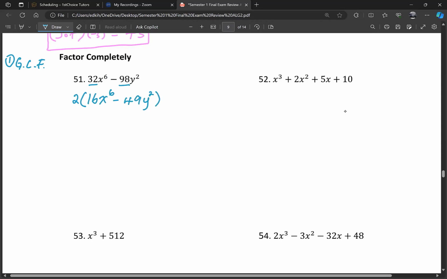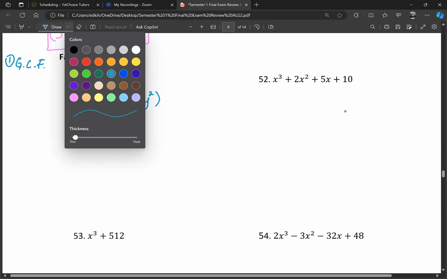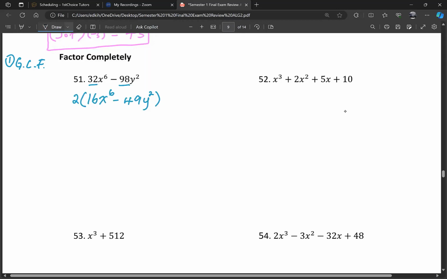So once you take out a GCF, and you don't always have a GCF, you may not have it, but you should always look for it. Then there were other methods, right? We talked about using the X method. This is when you have a trinomial with an even degree. Then we talked about grouping, and we were using grouping when you have 4 terms.